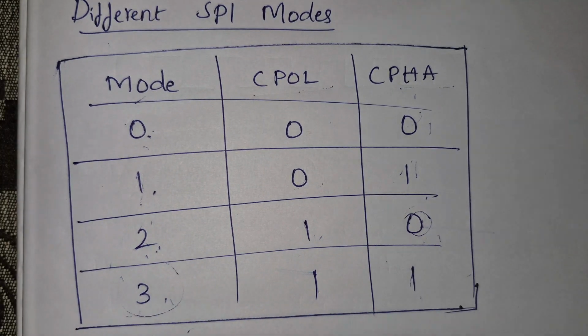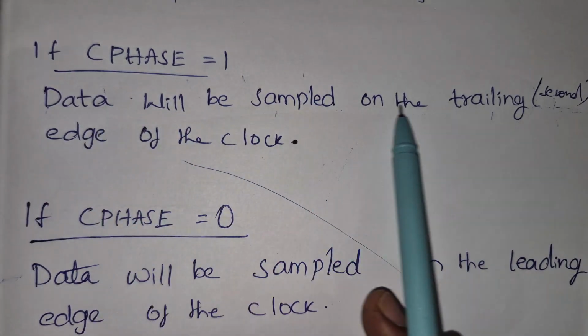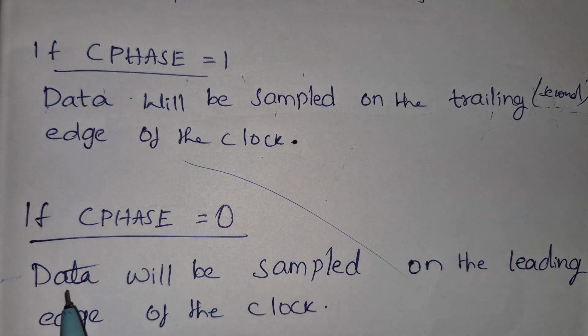If you want to remember everything in 2 sentences, remember it like this. If clock phase is 1, data will be sampled at the trailing edge of the clock, means at the second edge. When clock phase is 0, data will be sampled on the leading edge of the clock, means the first edge.